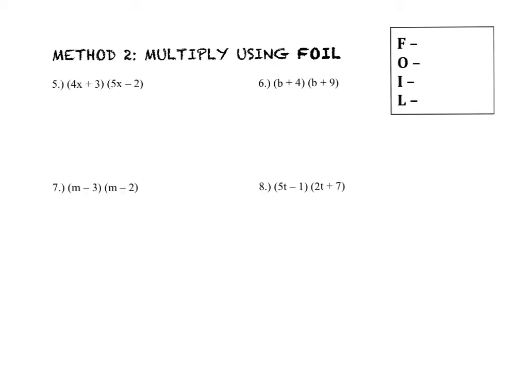All right, method 2 is what we're calling the FOIL method, where really we're distributing, but we are going to use the acronym FOIL to help us remember what to multiply.